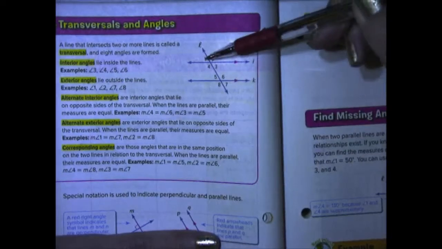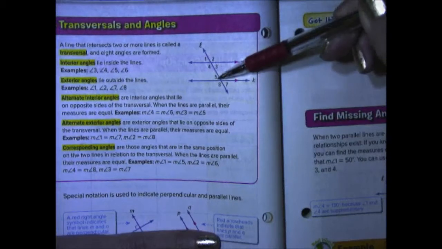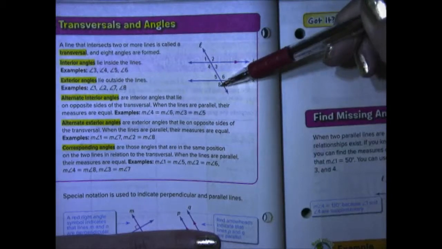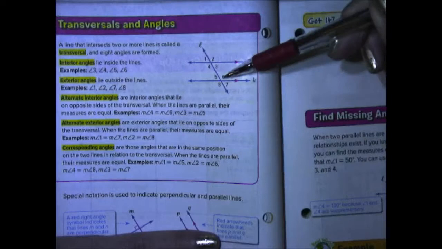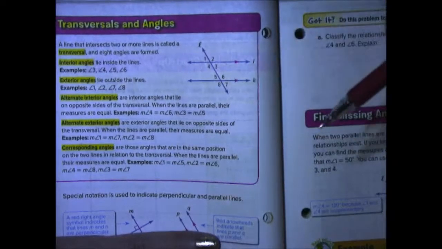So we have angle 1 sitting on top of line I, and angle 5 sitting on top of line K. Those are equal. Angle 4 is sitting below line I, and angle 8 is sitting below line K. So those are going to be equal. On the other side of the transversal, we have 2 and 6 lying on top of the lines. They are equal. And 3 and 7 lying below the lines, and they are equal.